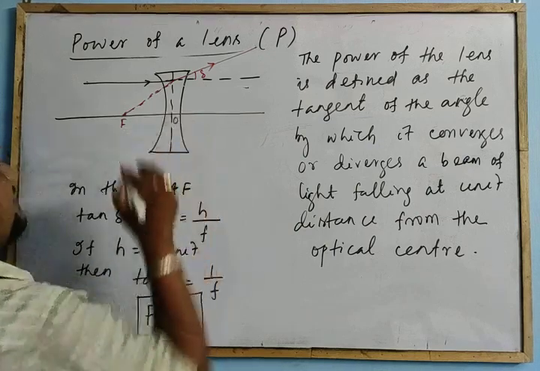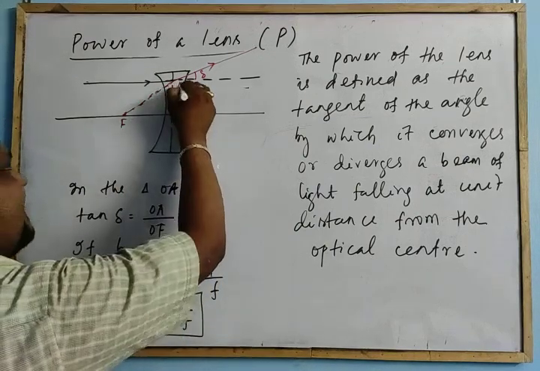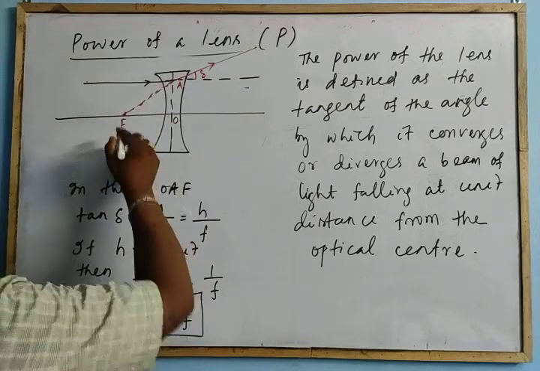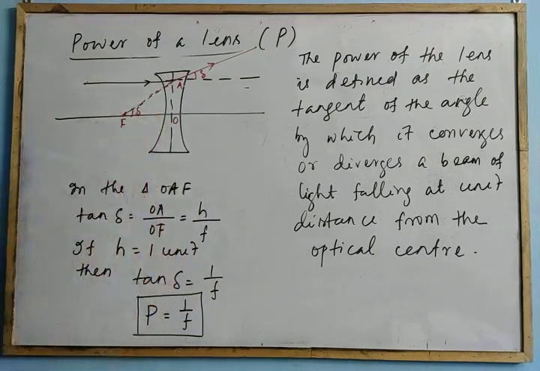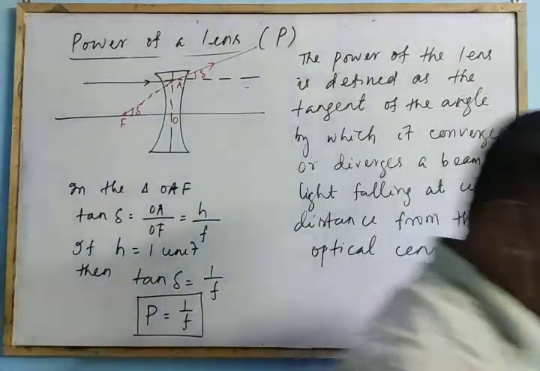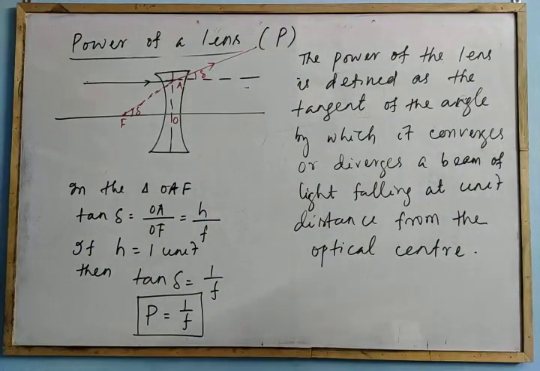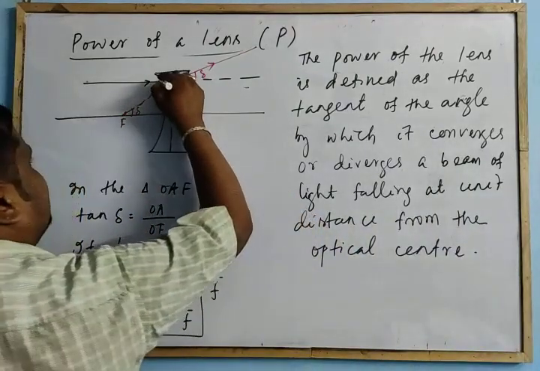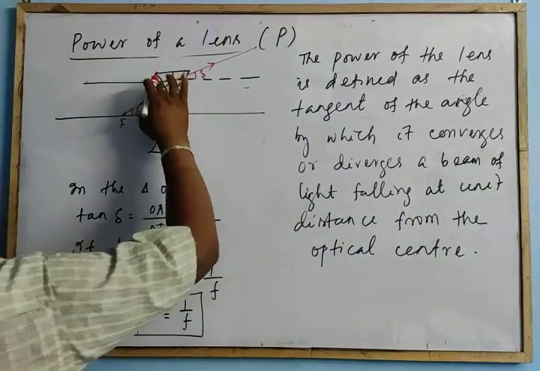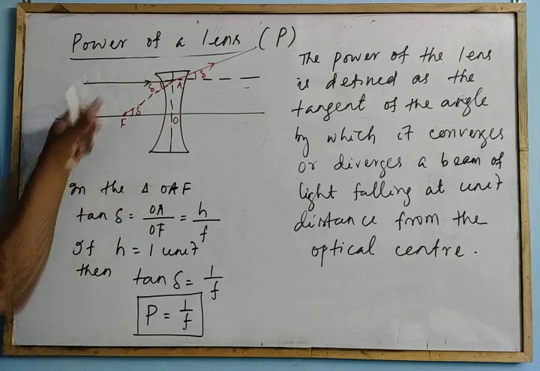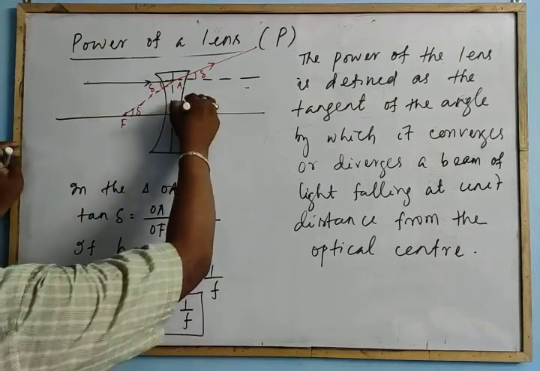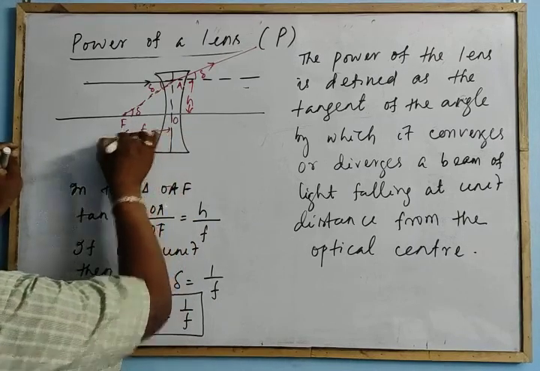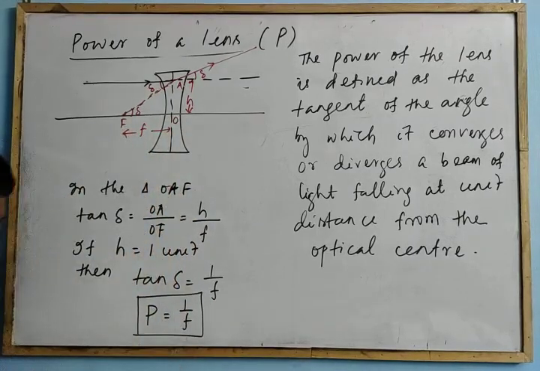Let this be your O, the optical center, and let this be your A. If this angle is delta, then what about this angle? This will also be delta, because it is the opposite angle. These are parallel, delta. Then again in the triangle, OA is equal to x and OF is equal to f. But remember, this is the power.